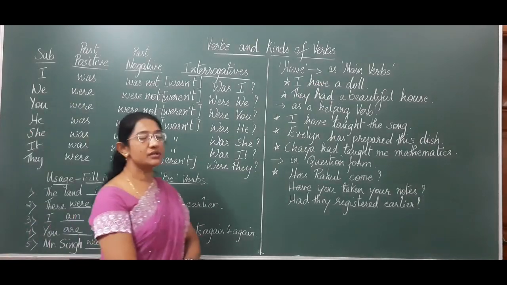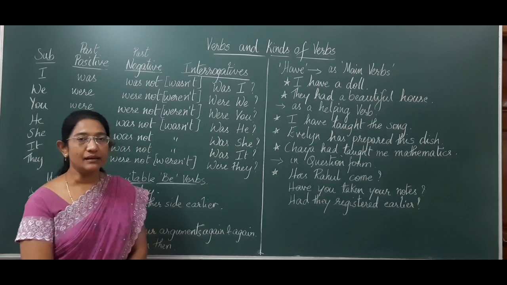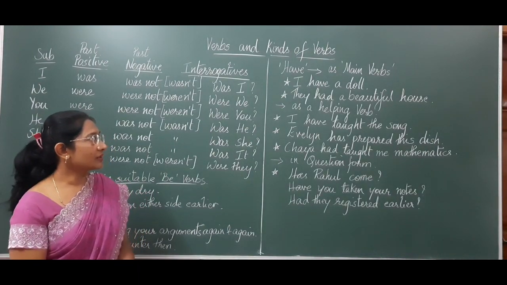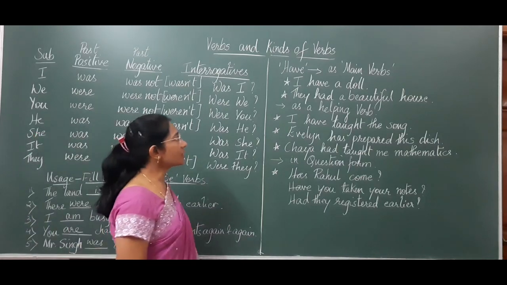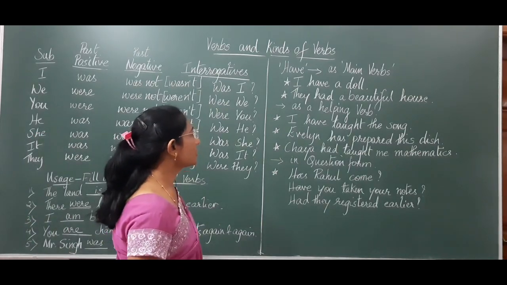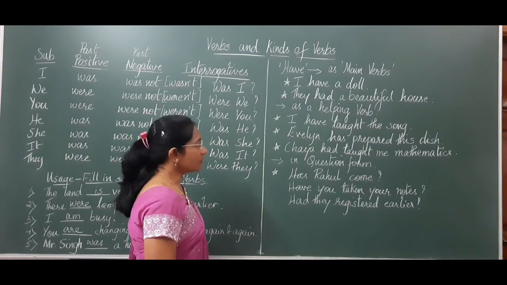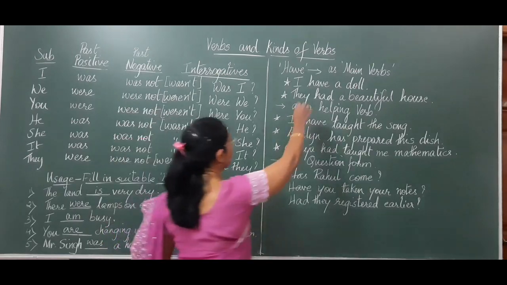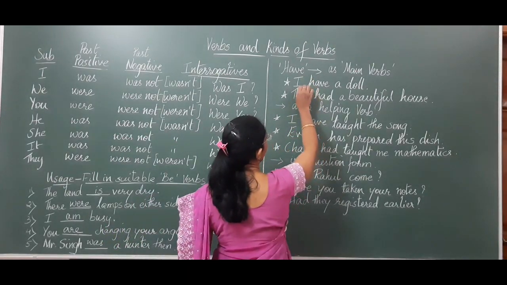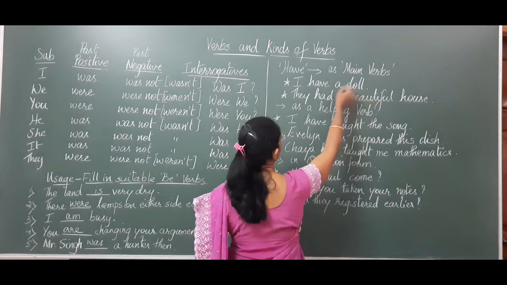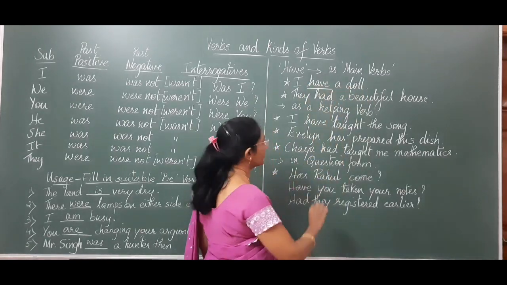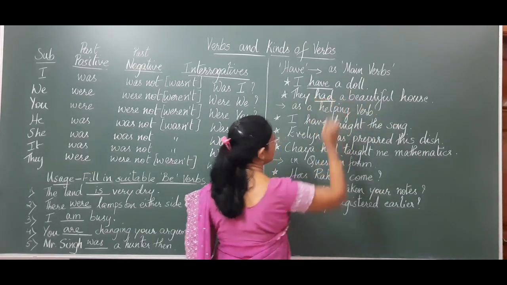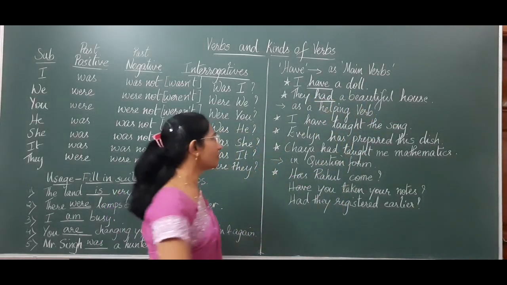Next we see the uses of the second helping verb, that is the have verb. Have verbs are used as main verbs, as helping verbs, and also to form questions. Have verbs as main verbs: I have a doll, playing the role of a main verb. They had a beautiful house. Had is playing the role of a main verb.